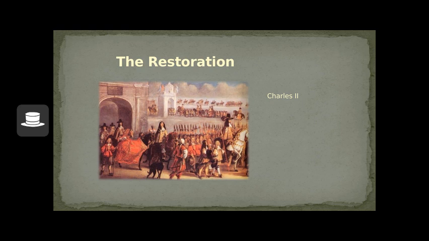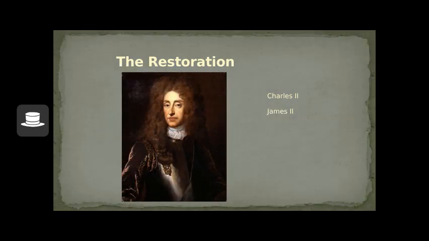Well, even though Charles took many mistresses and had many children, unfortunately, none of these children were legitimate. In other words, none of them were by his wife. And so they could not inherit the throne. And so the throne, on his death, went to his younger brother, James II. And I apologize in advance for all the Charleses and the Jameses. The Stuarts weren't known for their originality in name selection. So this is James II, the brother of Charles II.